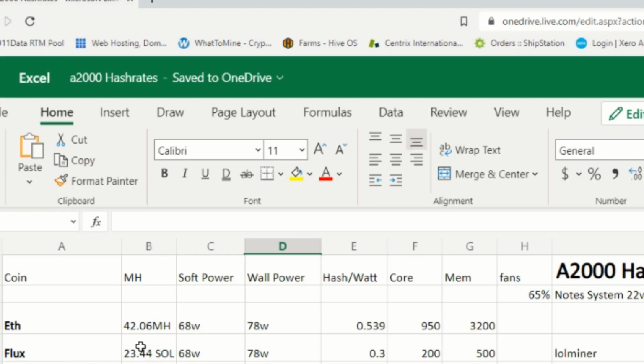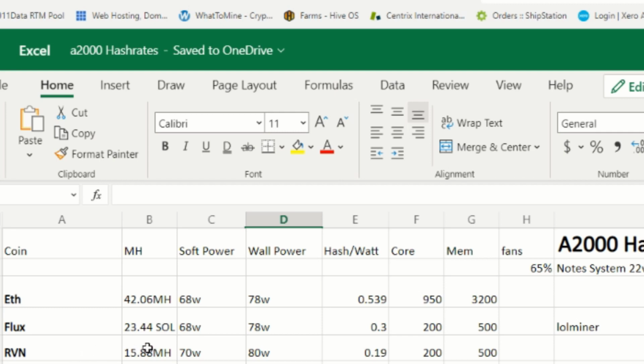Moving on to Flux, I was hitting 23.44 sols, 68 watts in the software. At the wall, I was getting 78 watts. On this GPU, my hash to watt ratio is 0.3. For settings, 200 on the core and 500 on the memory. I did have to utilize LOL Miner for this coin and not T-Rex.